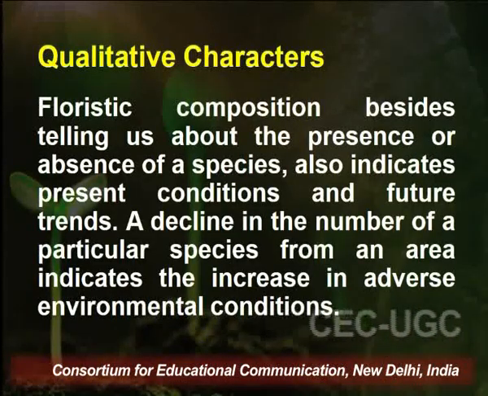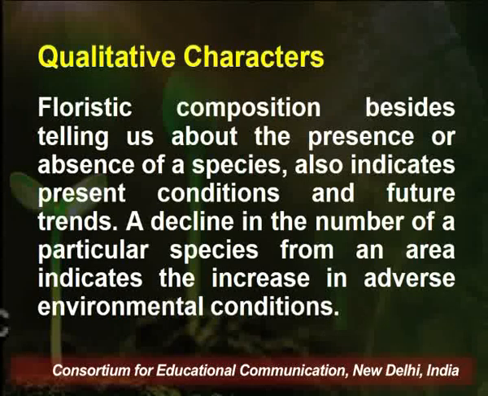So, the abundance of a species over an area indicates that the prevailing conditions exert a favorable effect on its survival. This gives an idea about its ecological amplitude, that is the variation in the environmental conditions and how a plant is surviving in those conditions. Now, the floristic composition, besides telling us about the presence or absence of a species, also indicates present conditions and future trends. A decline in the number of a particular species from an area indicates an increase in adverse environmental conditions.